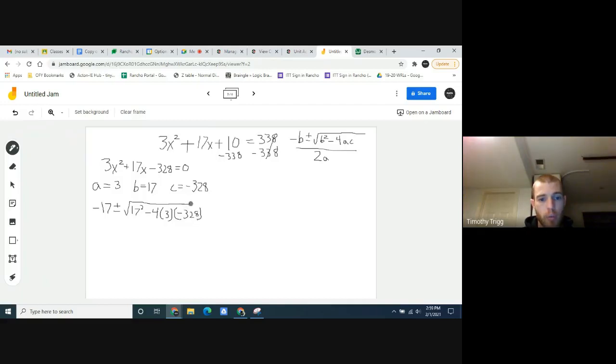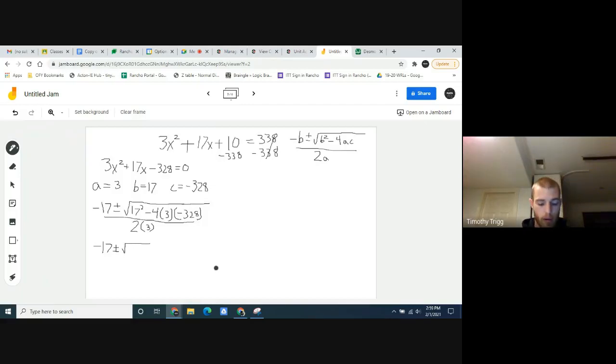And this is all in a square root, all over 2 times a, 2 times a is 3. Okay, let's start working out what this is. So that's negative 17 plus or minus the square root. Now let's go ahead and figure out what this is.